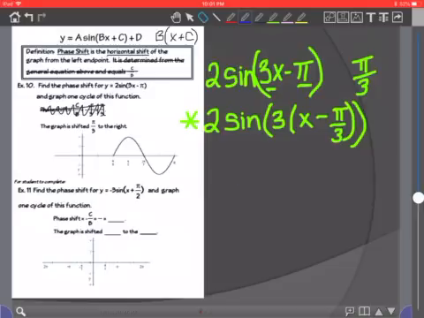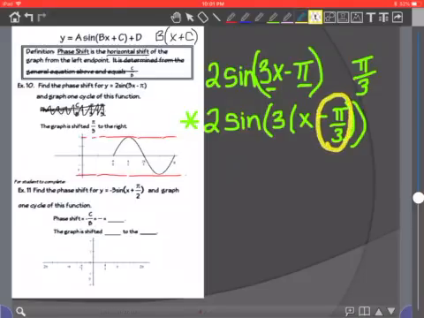Okay, so when I go to graph this, I'm not shifting up or down, so I'm still at a midline on my x-axis. However, my amplitude is 2, so I know that I'm going up to 2 and down to 2. Okay, however, this pi over 3 tells me that I'm shifting. Remember, when it's inside parentheses like that, it's always shifting the opposite direction of what you think, so that negative really means that it's shifting to the right. So I'm going to go to the right pi over 3.